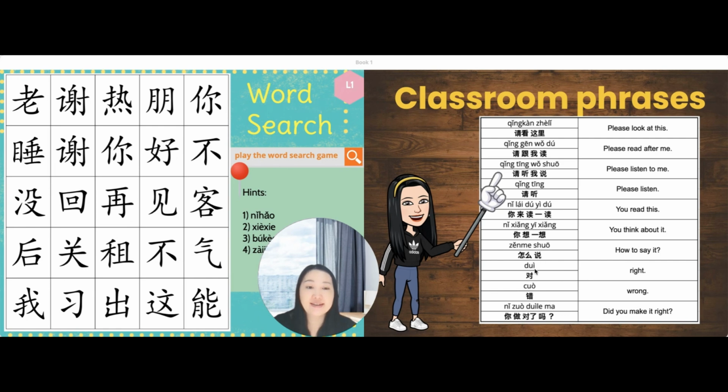对 which means right. That's right. You made it right. 错 which means it's wrong. 你做对了吗？ Which means, did you make it right?